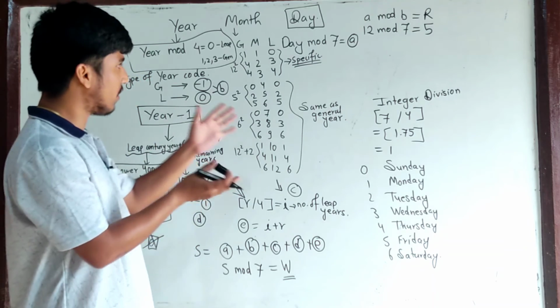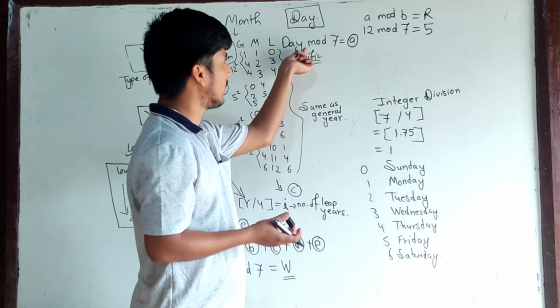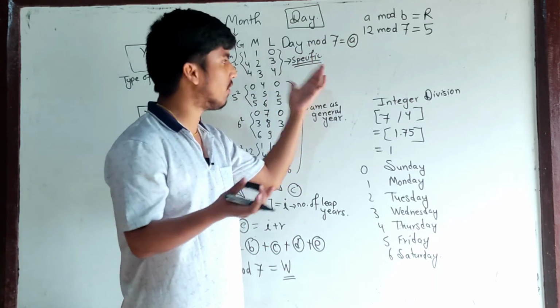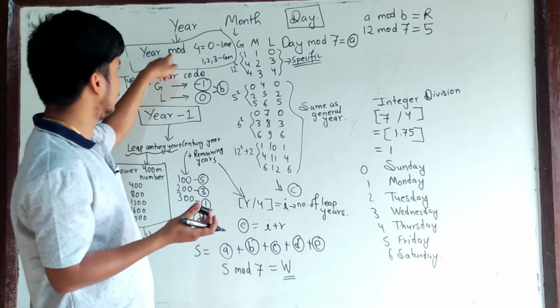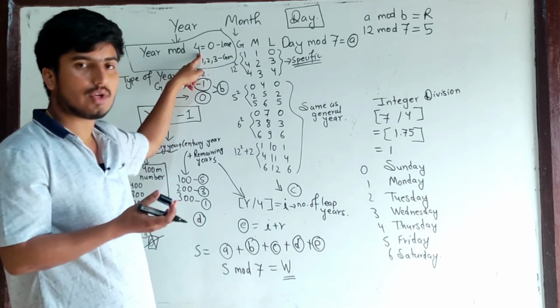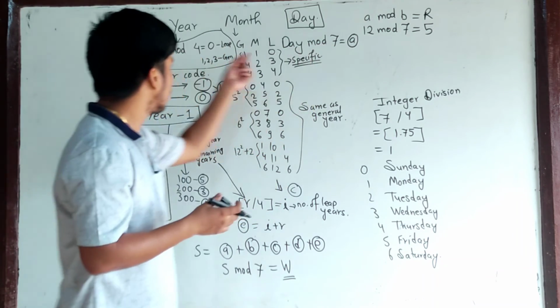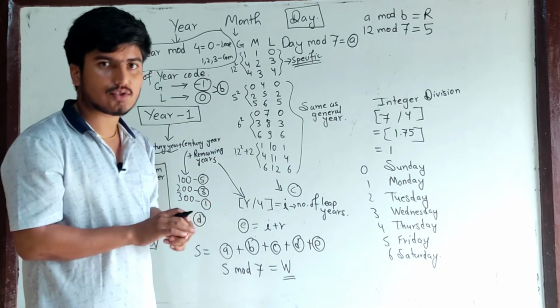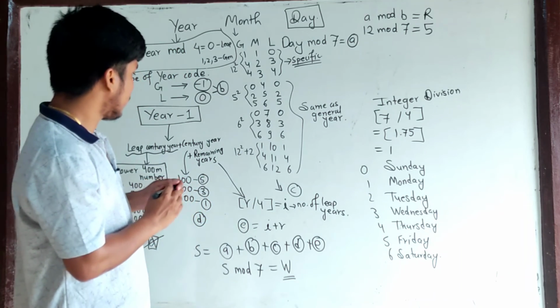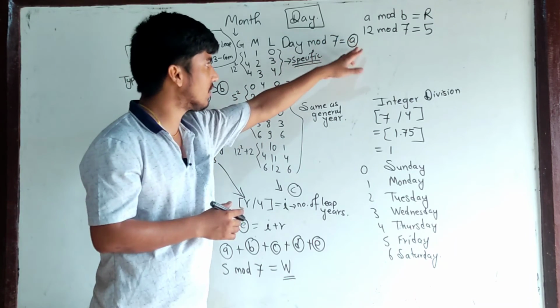So we may forget something somewhere. Suppose we may forget the day mod. Sometimes for leap years, we know we are performing year mod 4, so we may be confused with 4 and 7. Sometimes we may write 4 here, sometimes we may write 7 here. So that will give us the wrong answers. So we need to be very precise on the steps. First, day mod 7, and this will give us A.